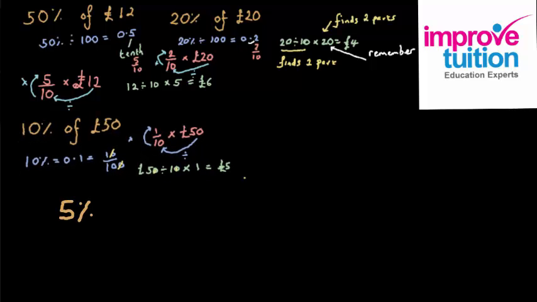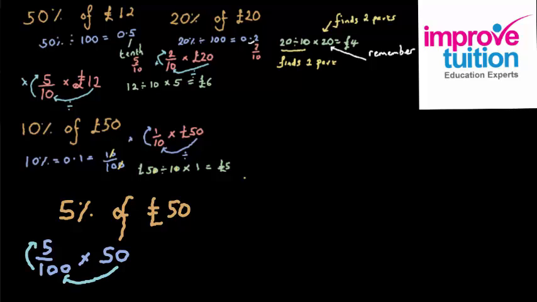Let's try 5%. Let's say we've got 5% out of £50, so we want to work out 5% of £50. So that's 5 over 100. And of means times, so we times it by 50. 50 is the quantity, and we do 50 divided by 100 and times it by 5. We can knock the zeros off, so we could just do 5 over 10 if we wanted to. I'll just write the process down. So 50 divided by 100 times 5, and that gives us 2.5.